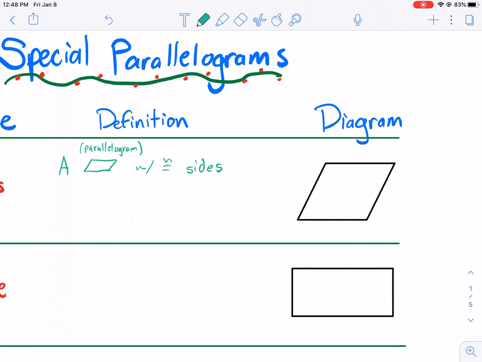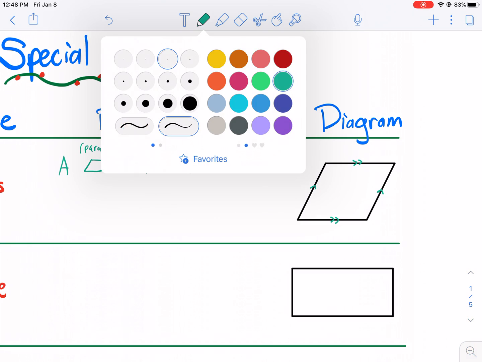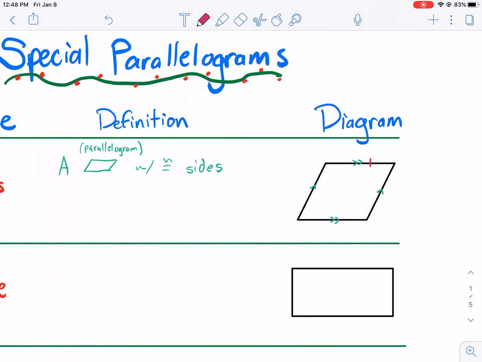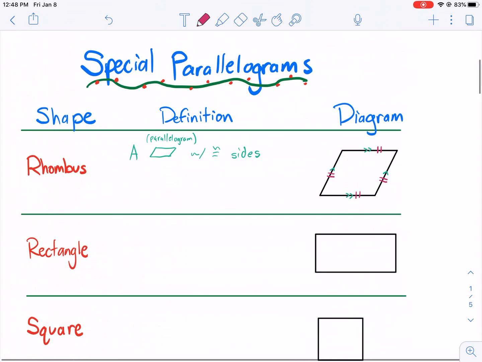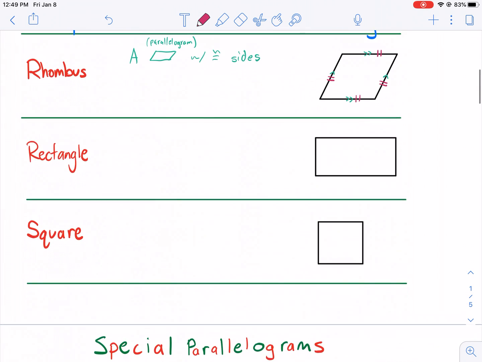So if we go here to the diagram, not only do we have these sides parallel, and these sides parallel, so that's what we already knew about parallelograms, but we now know that the sides are congruent. So all these sides are congruent. They all have to be the same length to be a rhombus. And that's our first special parallelogram.